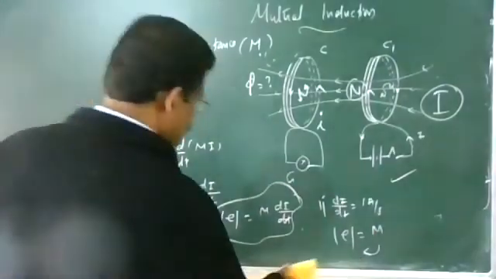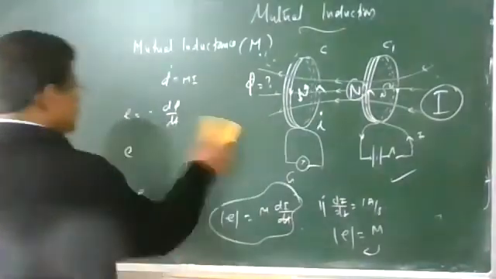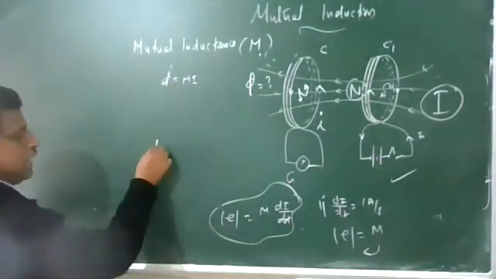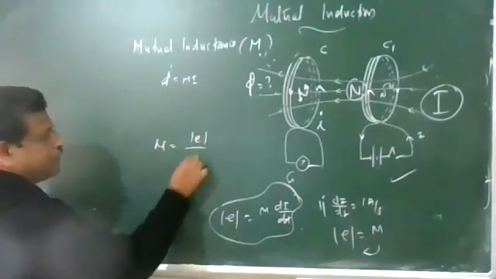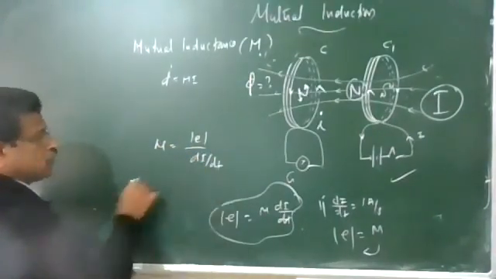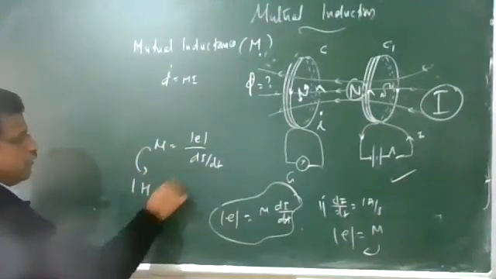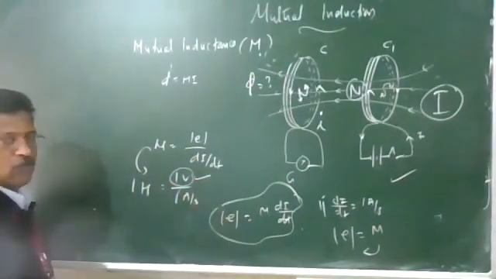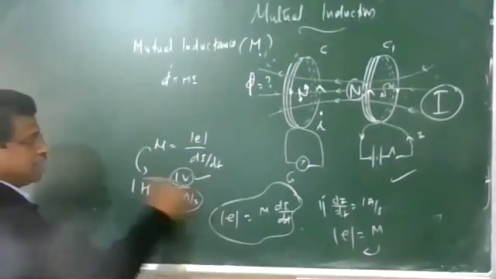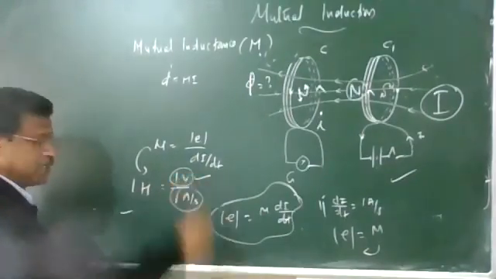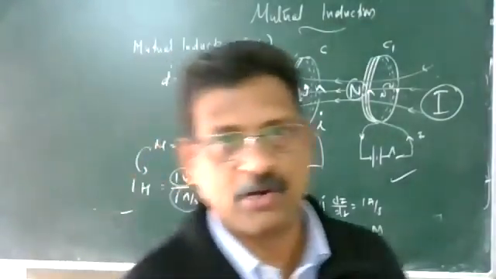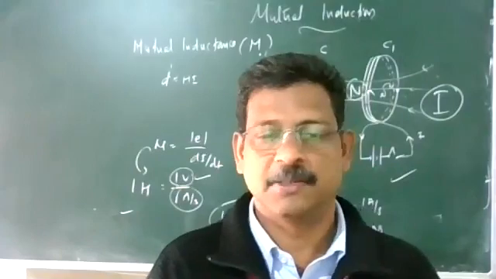This equation is important for simplifying the numericals. Learn this equation. It is an important equation. M is equal to E divided by di by dt. So SI unit is 1 Henry, 1 volt divided by 1 ampere per second. If an EMF of 1 volt is developed when the current in the other coil changes at the rate of 1 ampere per second, then we say that it is 1 Henry. So definitions are important ones.